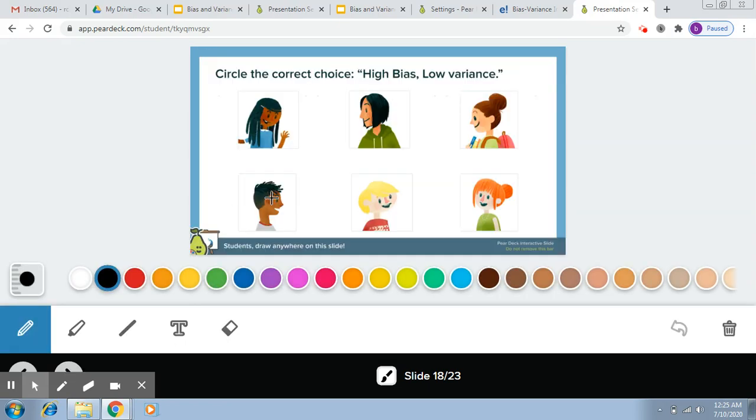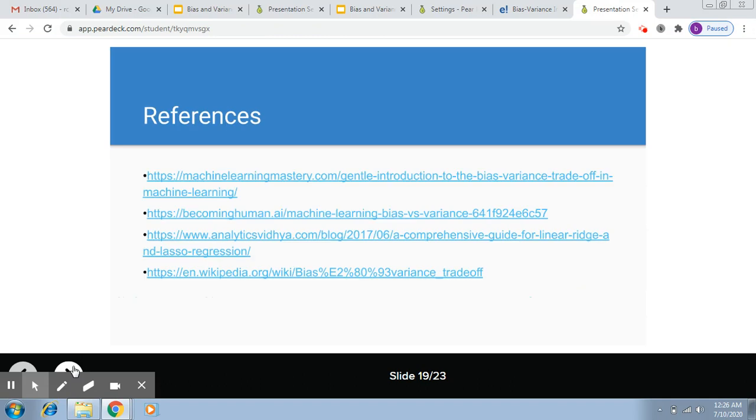Then moving on to the next. So here you have to circle the correct choice. So there will be a question, and you have to just circle the corresponding image that must be the right answer for that particular question. So this is how this presentation looked for the student.